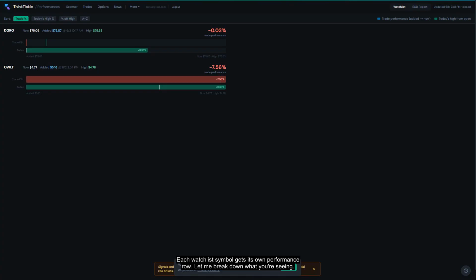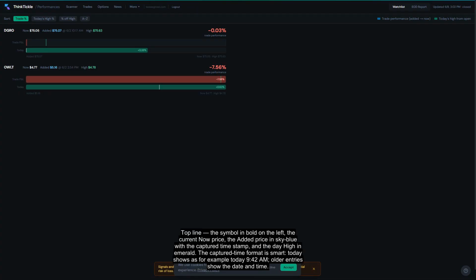Each watch list symbol gets its own performance row. Let me break down what you're seeing. Top line, the symbol in bold on the left, the current now price, the added price in sky blue with the captured timestamp, and the day high in emerald. The capture time format is smart. Today shows as for example today 9:42 a.m., older entries show the date and time.